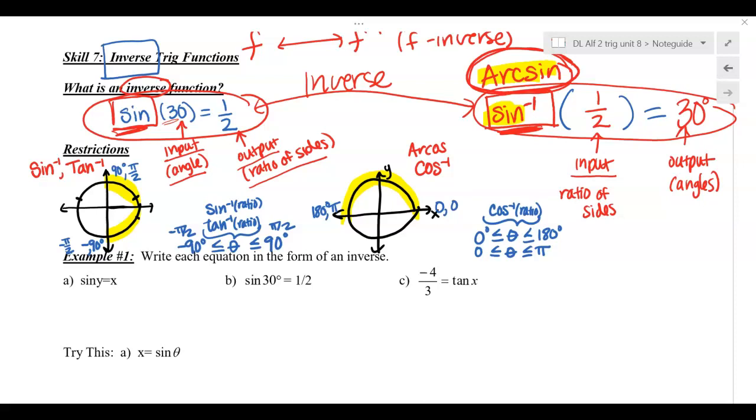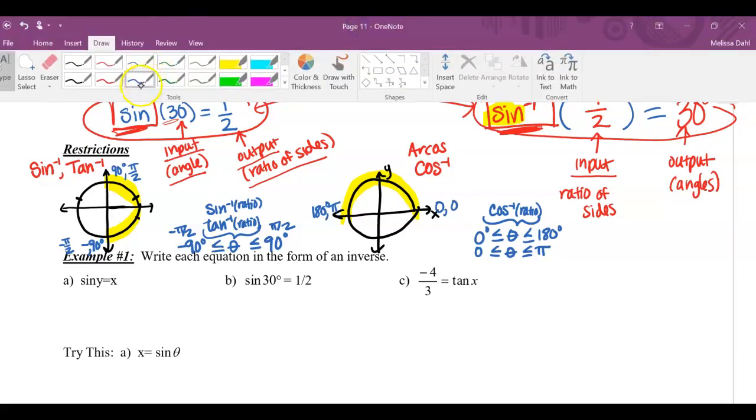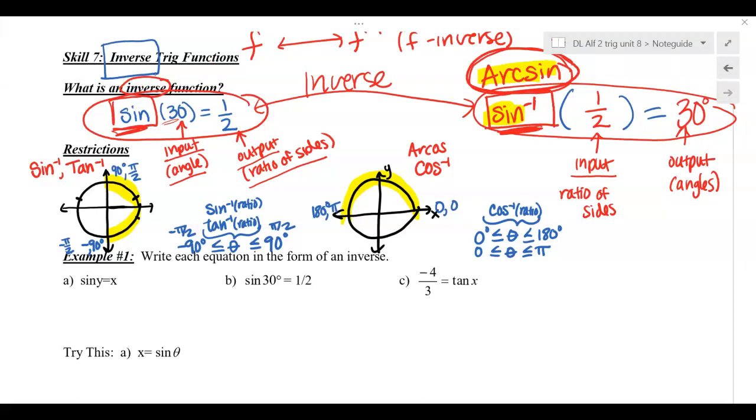Okay, so first we're just going to practice rewriting. So if we look at example 1, we're going to write each equation with its inverse. So when I look at this equation, it says sine of something equals something else. The y is the input to the sine, so it must be an angle, and the x is going to be the ratio of sides. So if I write inverse for this, I would put sine inverse, and I'm going to switch the inputs and the outputs. Or I could have used arc sine, and again, I'm switching the inputs and the outputs.